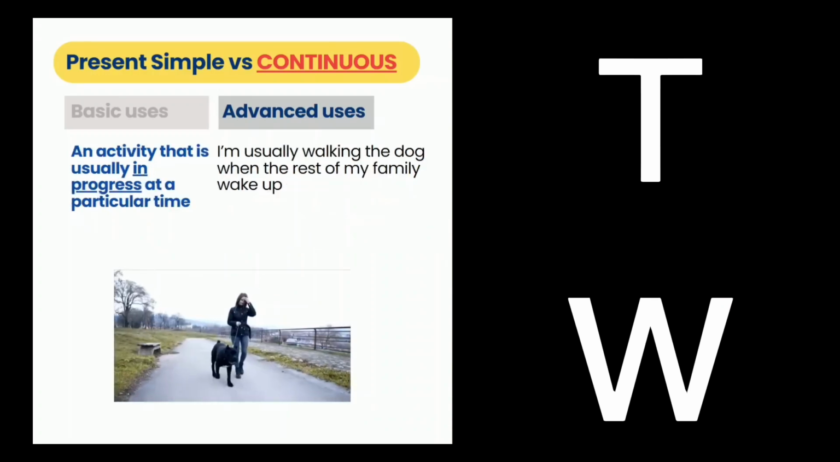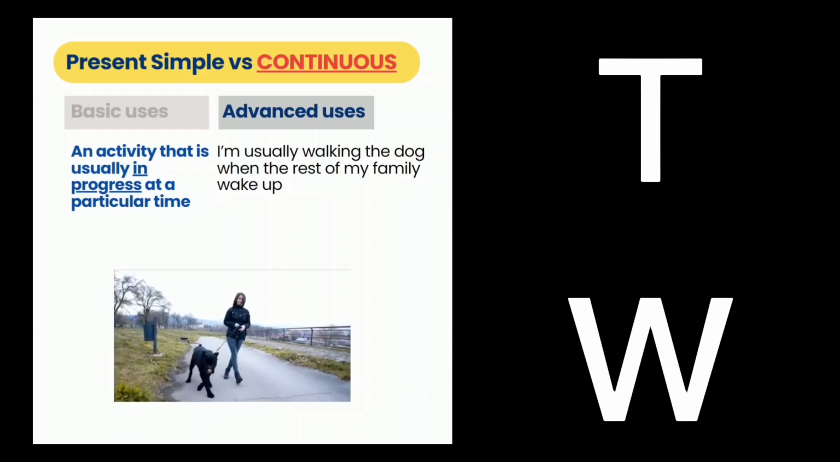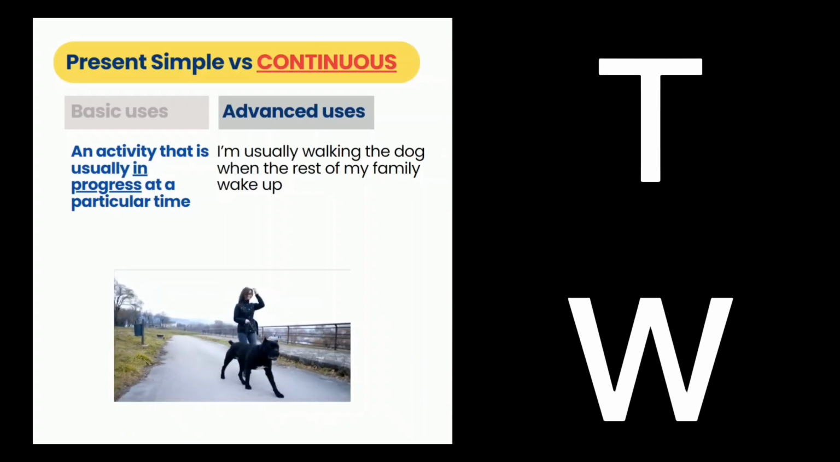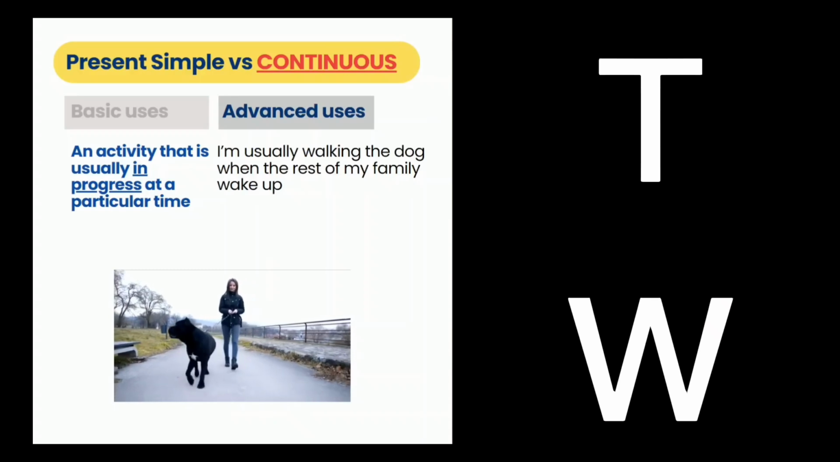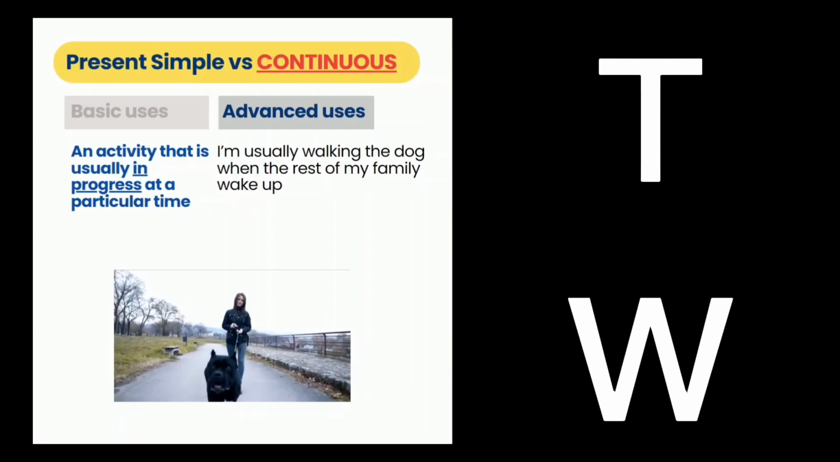The present continuous can be used for an activity that is usually in progress at a particular time. This lady is walking her dog. And she says this, I'm usually walking the dog when the rest of my family wake up. Let's unpick this. Her family wakes up at a particular time every day, and she is doing the same activity every day at exactly the same time that her family wake up. So it's kind of like a routine, but the routine is for an activity to be in progress at a particular time.